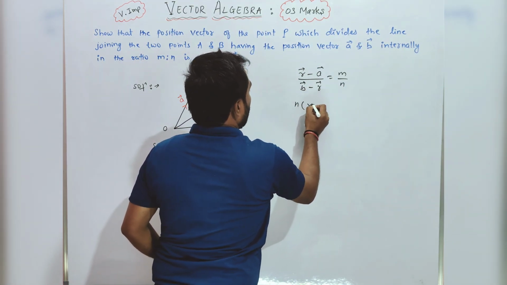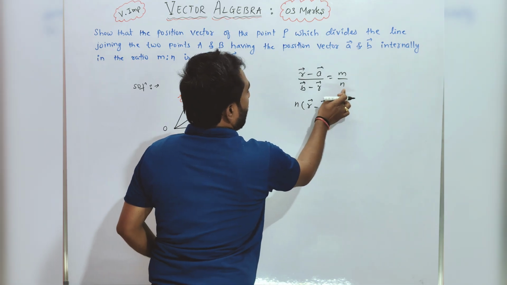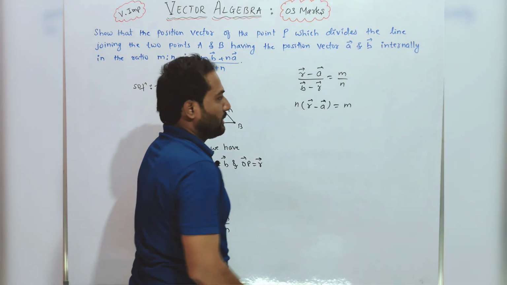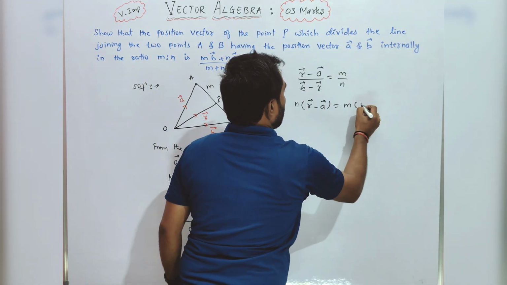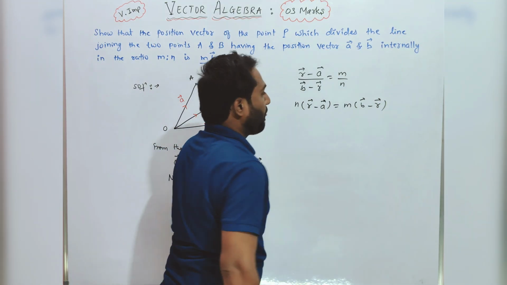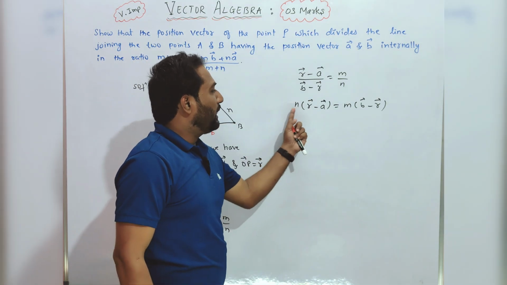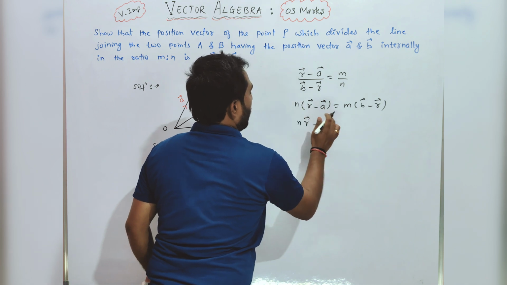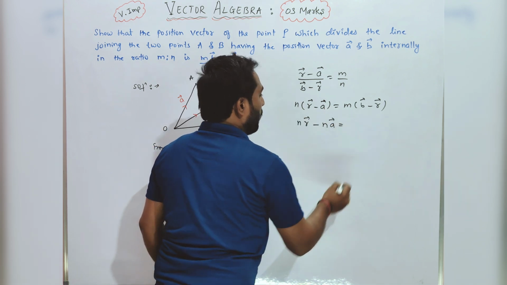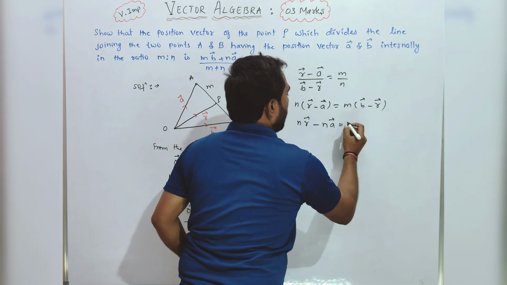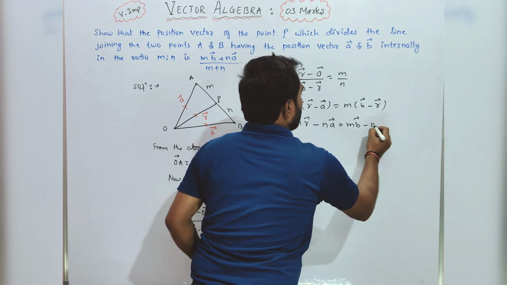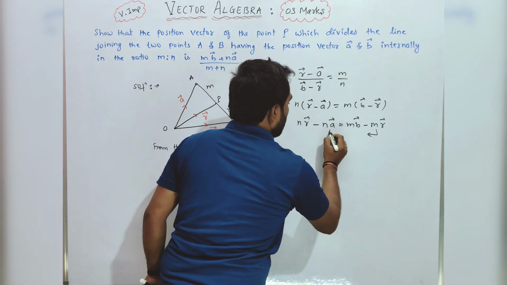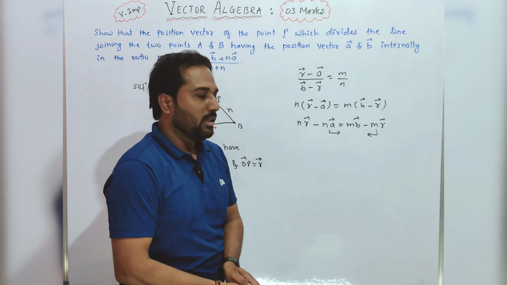n into vector R minus A, n into here, and m as it is, and this goes to the numerator of the RHS. So here it is, m as it is, vector B minus vector R. Is it clear now? Just simple multiplication inside the bracket. n into vector R minus n into vector A. Okay. Same in the RHS: m into B minus m into R.